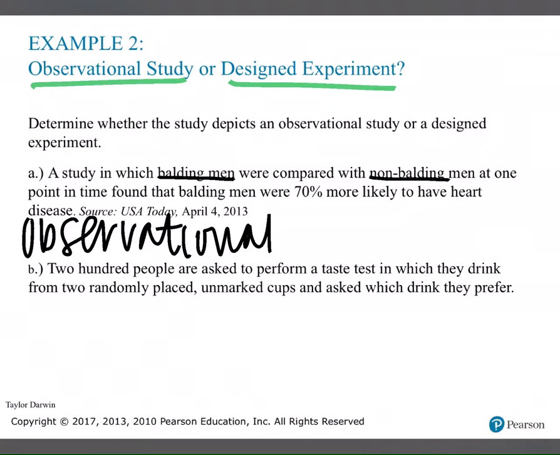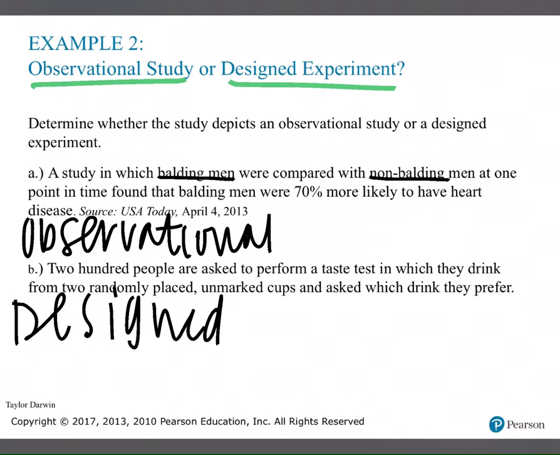B says 250 people are asked to perform a taste test in which they drink from two randomly placed unmarked cups and are asked which drink they prefer. So this is a designed experiment, because we as the researchers, maybe we put all these cups out here. We decided what was in the cups. We decided how many people were in the study, and we went from there. So in this case, we have a little more control.